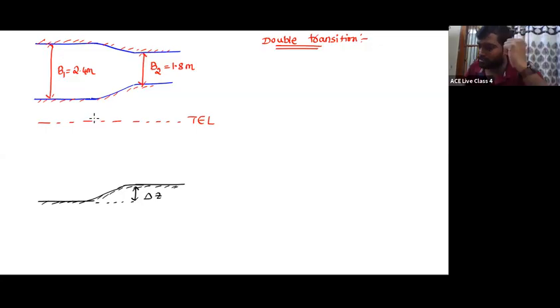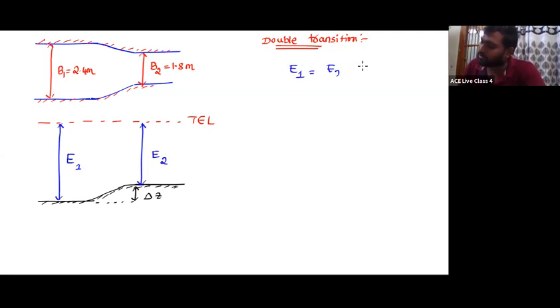So simply what I do is, can I write down the relation between the specific energies, my dear? What is the relation between specific energies? E1 is equal to E2 plus delta Z. So the relation between the specific energies is E1 equals E2 plus delta Z. That's it. I'm not doing anything over here. I just draw the figure and I'm getting the relation.